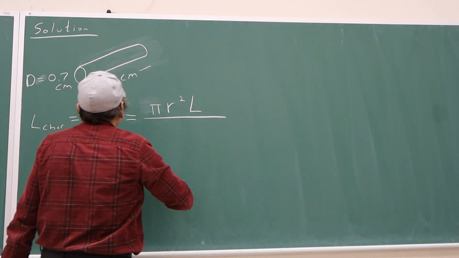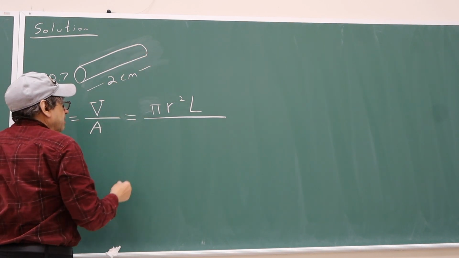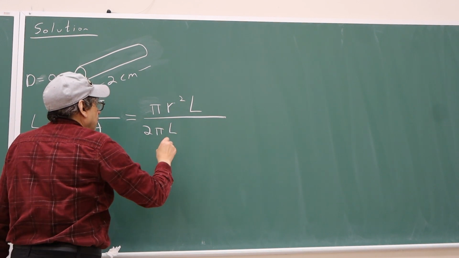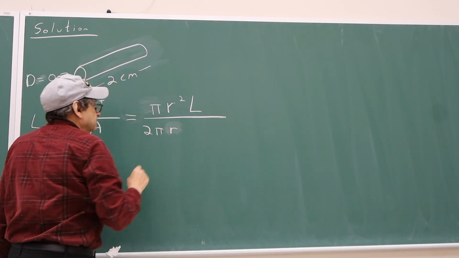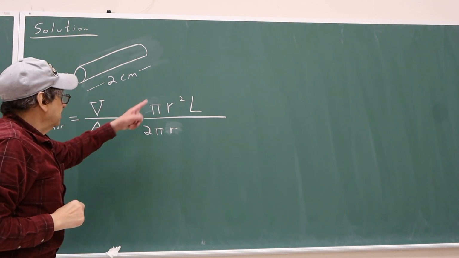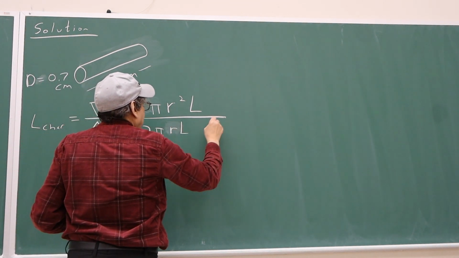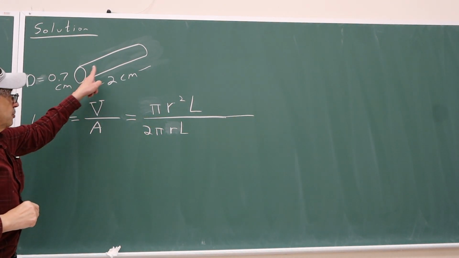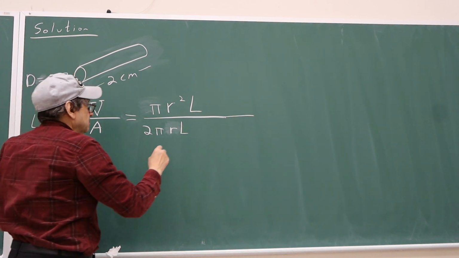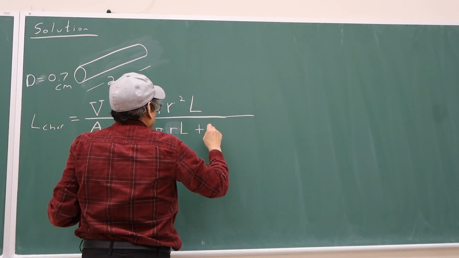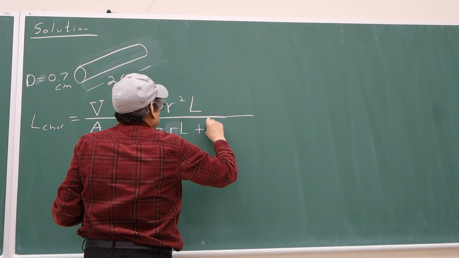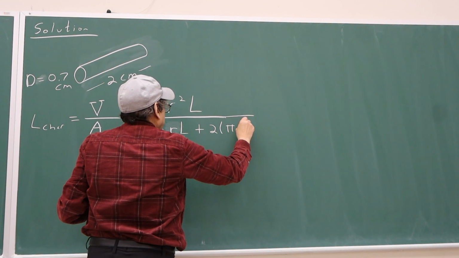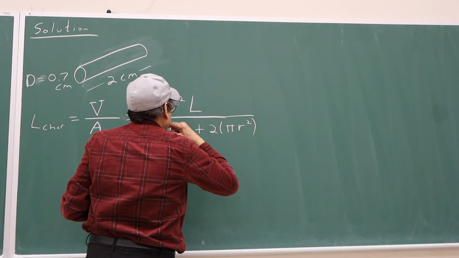And the surface area, we're going to need this surface area here. That's going to be 2 pi r, which is the circumference, times the length. Again, I'll call that L, plus the two ends, and the area of those, there'll be two of those. That'll be pi r squared times 2, like that.